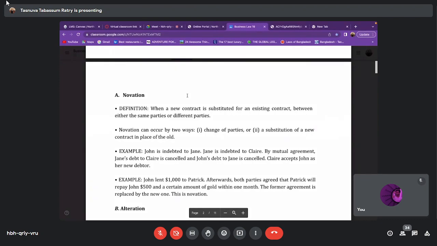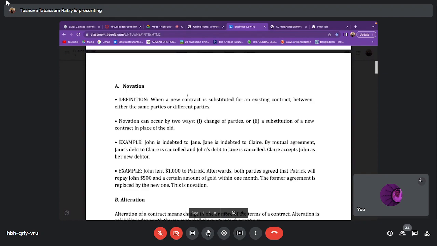So novation can happen if there is a change of parties in the existing contract, or if there is a substitution of a new contract in place of an old contract. Let's give an example for both situations. Situation one is novation when there is a change of parties. If the parties have changed in a contract, a new contract will be substituted for the old contract. As a result, the old contract will be terminated by novation.